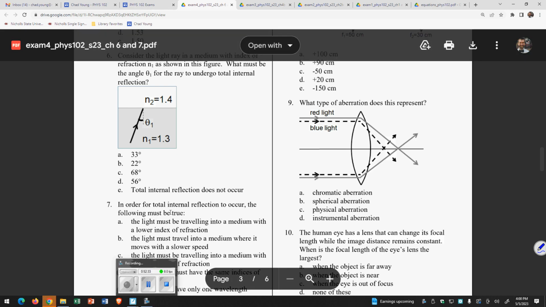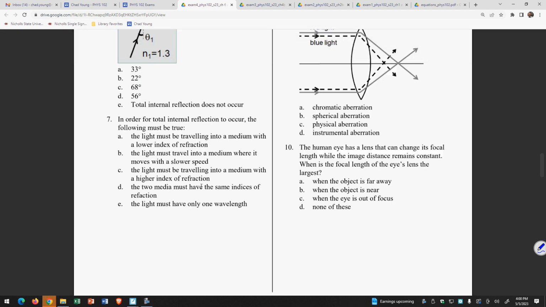And number 7. Yeah, for total internal reflection, you always have to be moving from a high index to a low index. So if this is like a fiber optic cable, I always like to think it's a piece of glass, a thin strand of glass. The glass is a high index of refraction. The air around it is a low index. So it must be traveling into a medium with a lower index of refraction. If it's opposite, then it doesn't occur. It bends towards the wrong direction.